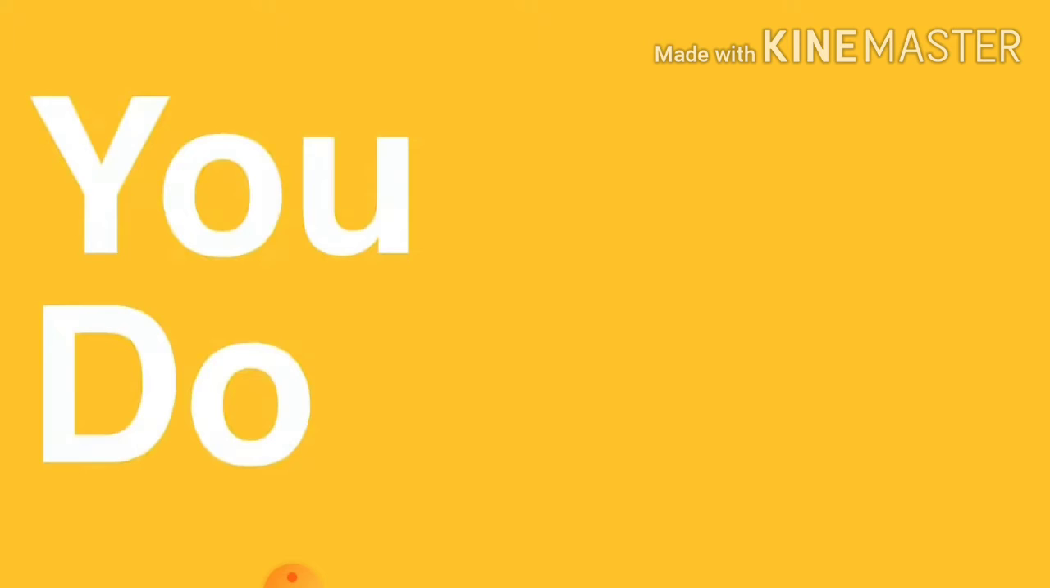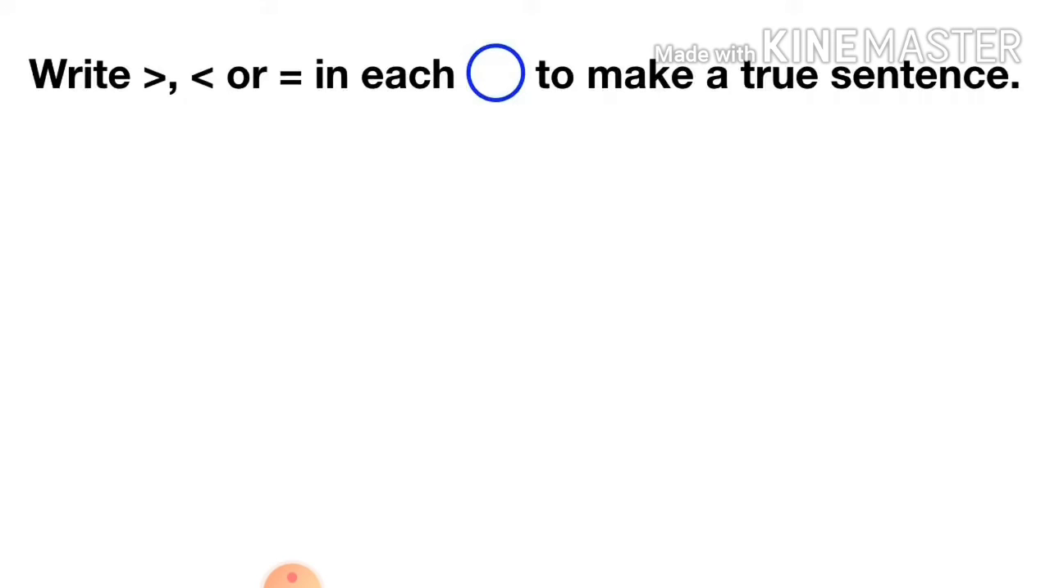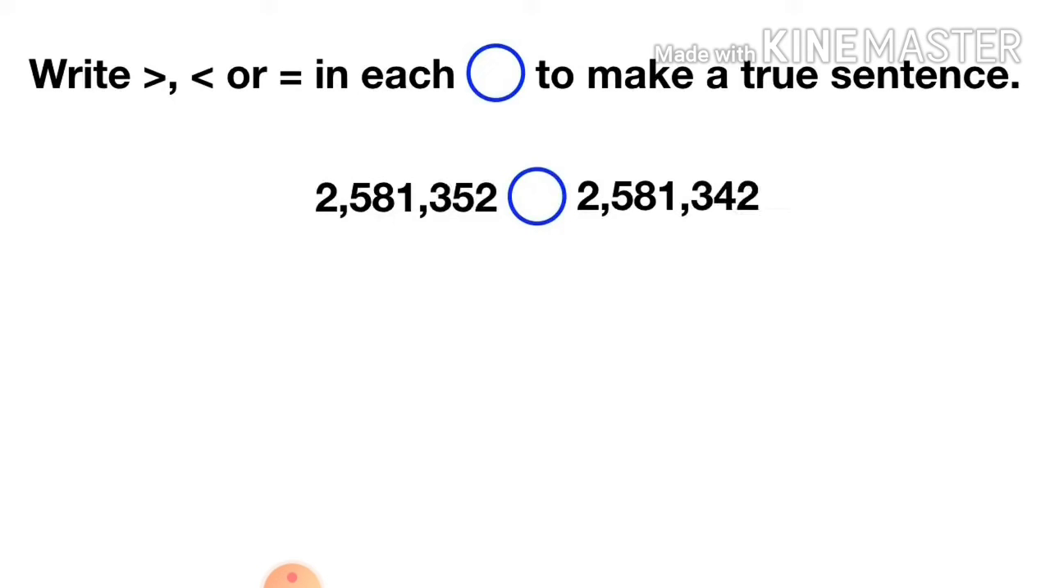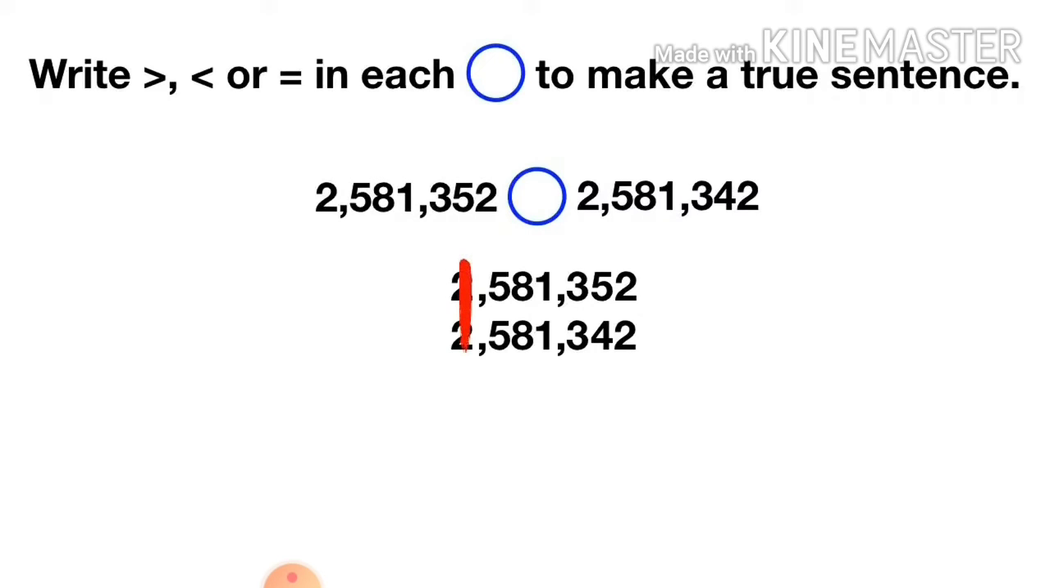Now it's time for you to practice on your own. Write a greater than, less than, or equal symbol in this circle to make a true sentence. The numbers you're comparing are here. The first thing you have to do is write out your numbers. Your first number, and then your second number right below it, so the ones places are lined up. Now we can start by comparing the largest place values. Here we have a 2 and a 2. They're the same, so we cross them out and move over.